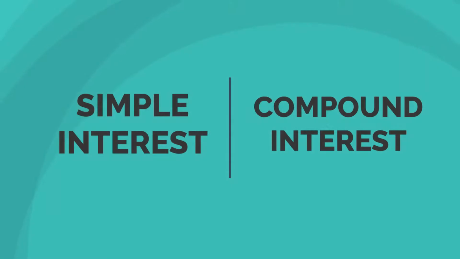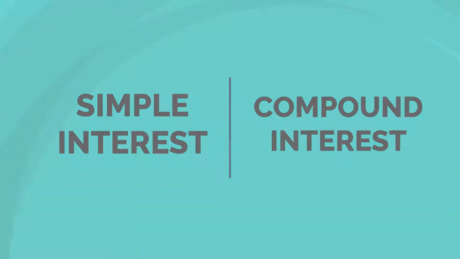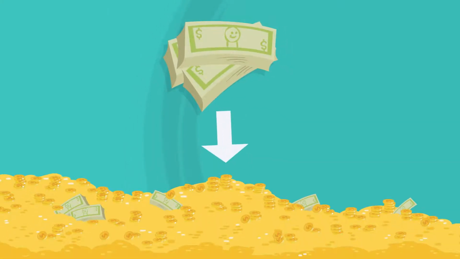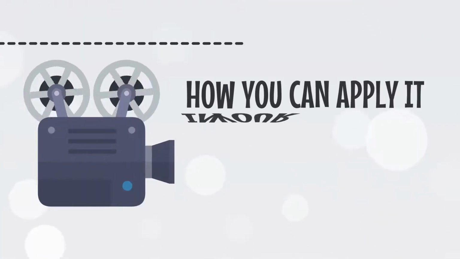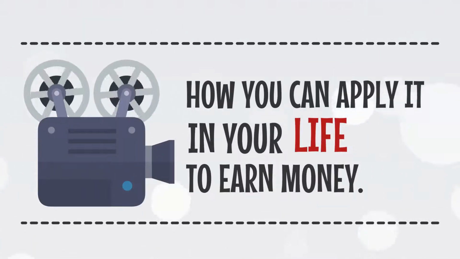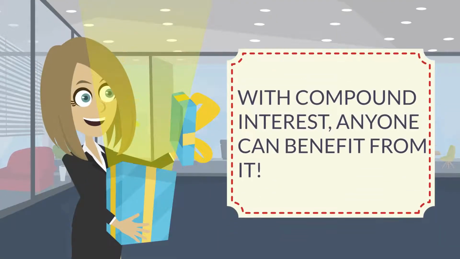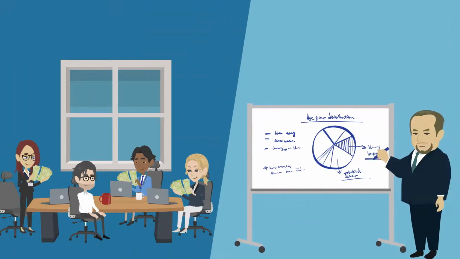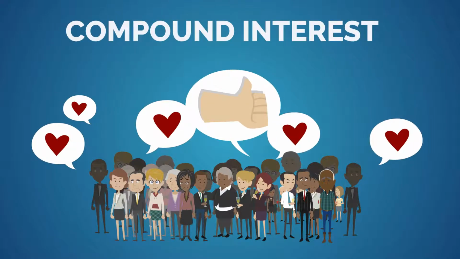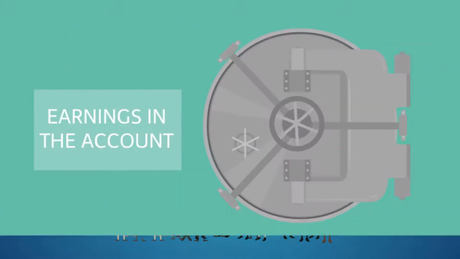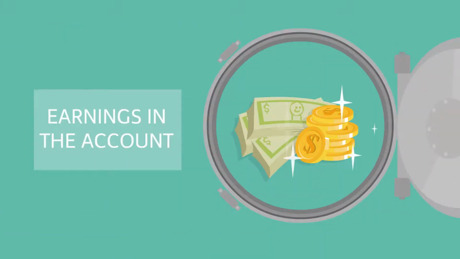We've explained the difference between simple and compound interest and shown how it is used to have money make money. In the rest of this video, we will show you how you can apply it in your life to earn money. First of all, the thing about compound interest is that anyone can reap the benefit of it. You don't need to be a Wall Street wizard or an MBA from Harvard to learn how to benefit from it. Compound interest is something from which anybody can benefit. Almost any investment will earn compound interest if you leave earnings in the account.